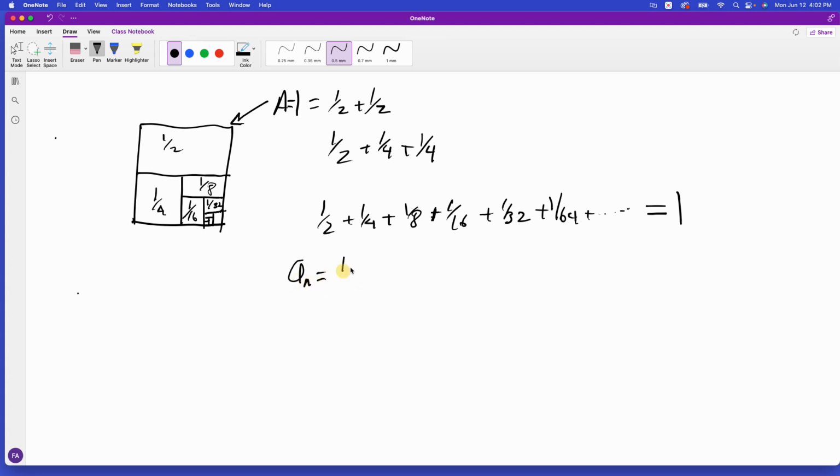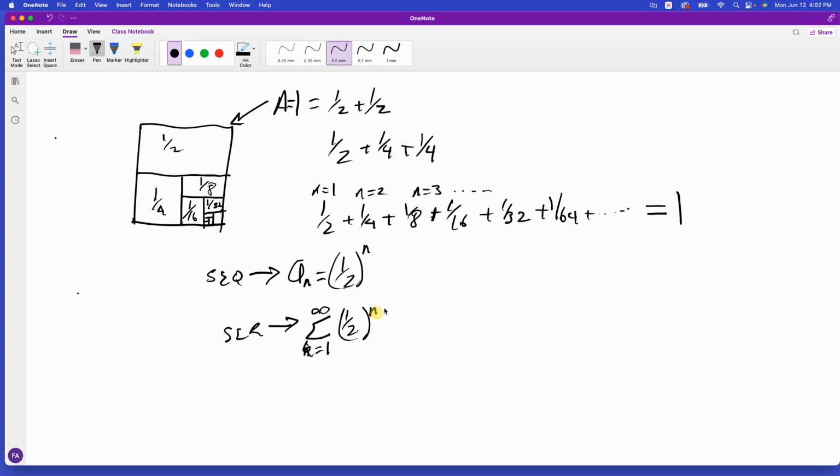A sub n would be 1/2 raised to the n power, right? Here we're letting n equal 1, n equal 2, n equal 3, on down the line. Okay, so this would be your sequence here, right? What would your series be? Your series would be the sum starting off with k equal 1 going off to infinity of 1/2 raised to the n power.